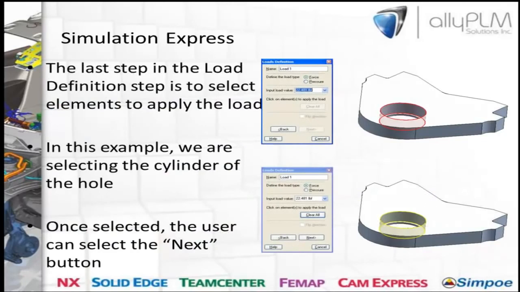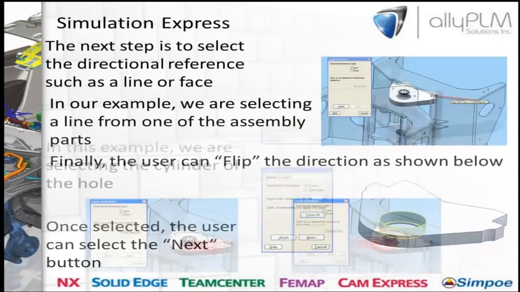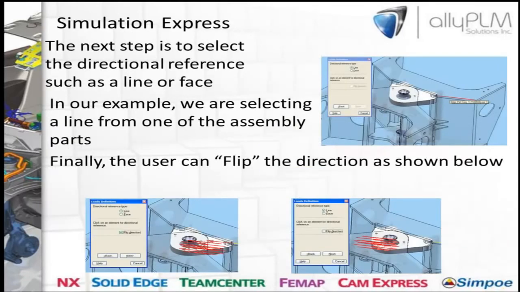Once you define the load, you can select the phase where you want to apply the load, and hit Next. Then the next step is we define the direction. In this case, I've selected an edge from the background assembly in order to define the direction. There are options to flip the direction, so once you've selected the direction, you can always flip it. And you can use all your background components in order to define the direction of the force.